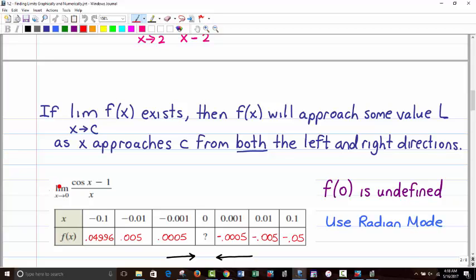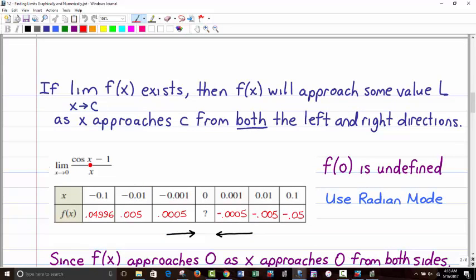Now here's one. The limit as x goes to 0 of cosine of x minus 1 over x. Now f of 0 would clearly be undefined here. If you put 0 in here, cosine of 0 is 1, 1 minus 1 is 0, 0 divided by 0 is undefined. You cannot divide by 0, so even 0 divided by 0 is undefined. So no doubt that f of 0 is undefined, but the limit might exist at 0.